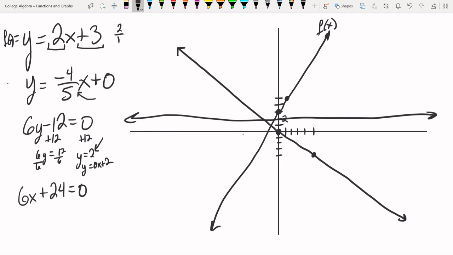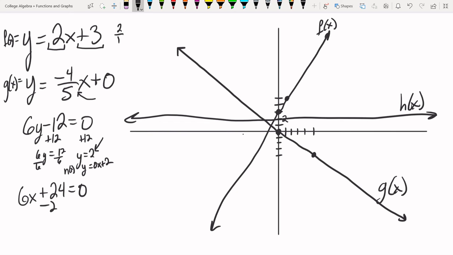I forgot to name these. Let me name this one g of x. I'll name this one h of x. So then this one here becomes g of x. And this one here becomes h of x.